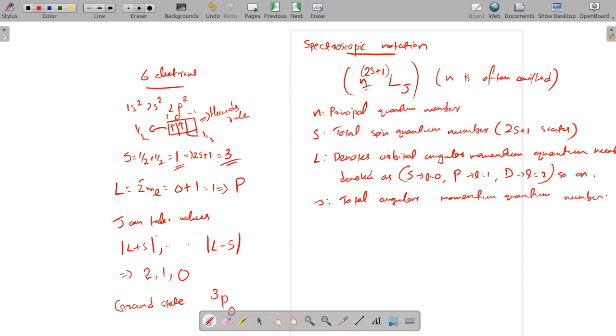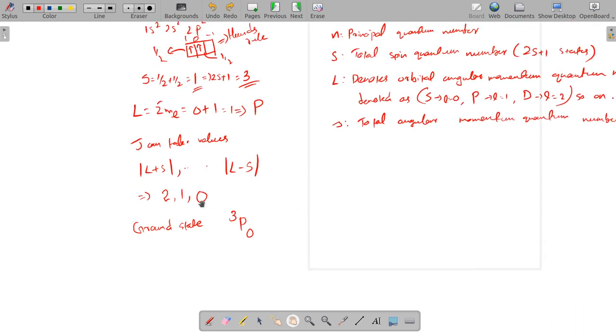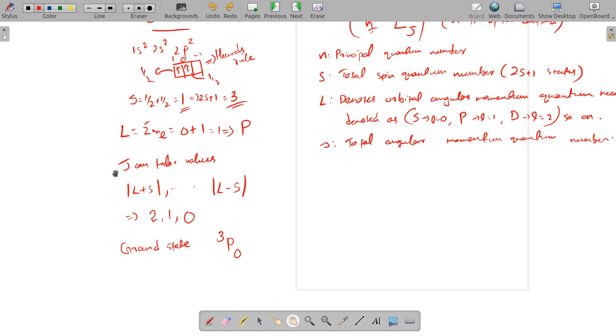Now what about J, the total angular momentum? When we add angular momentum quantum numbers, there are several outcomes you can get, from the modulus of L minus S up to L plus S. These many configurations are there. So here L is 1 and S is 3. L plus S is basically, sorry, I have made a mistake here: 3 plus 1. 3 plus 1 is 4.